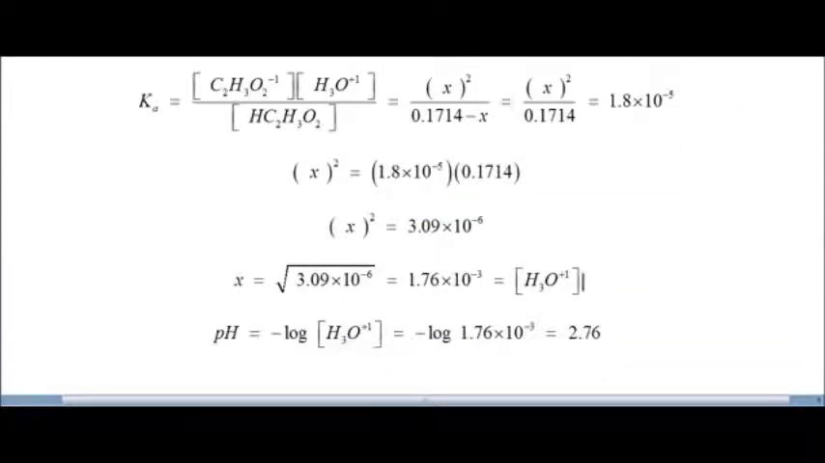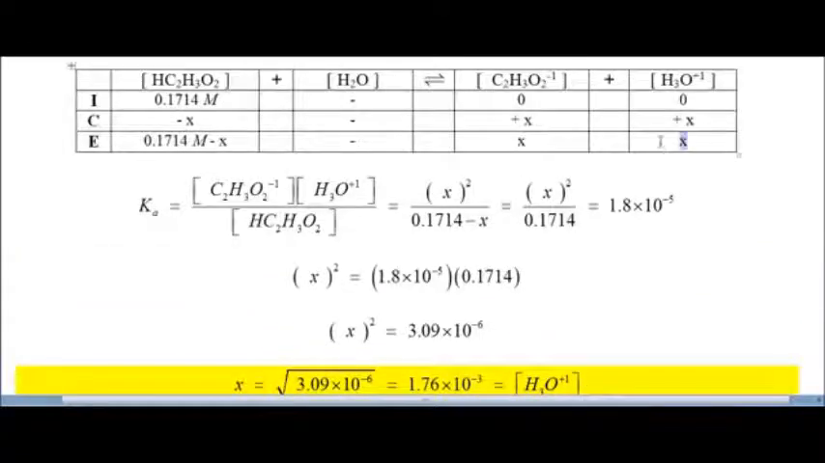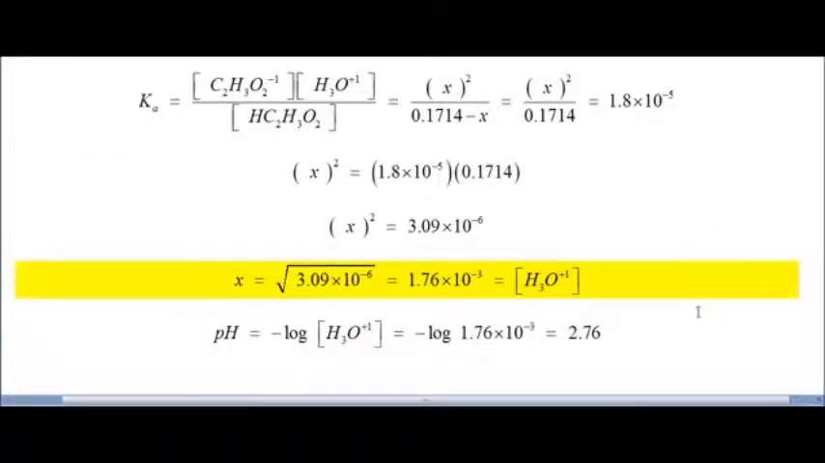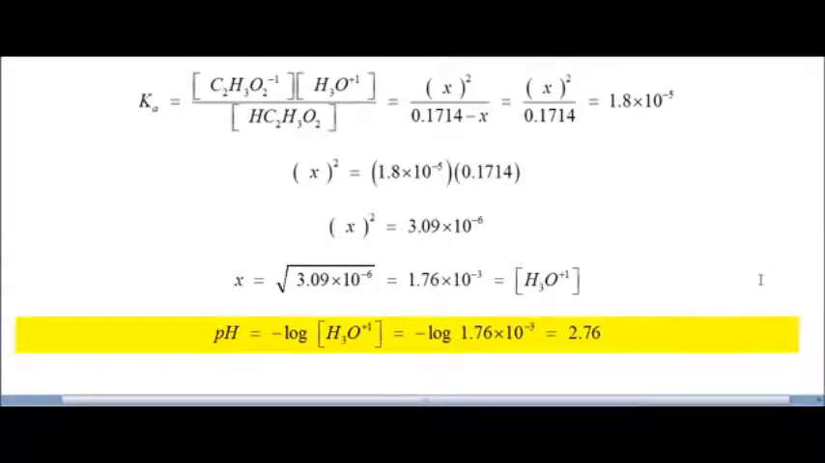So since we have x squared, we need to take the square root of that value to get our x value, which in this case is equal to our hydronium concentration, which is what we need to solve for the pH. So once you have your hydronium or hydrogen concentration, take the negative log of that value and you will come up with your desired pH for this part. And again, since it is a weak acid, we would expect the pH to be on the acidic side of the scale.